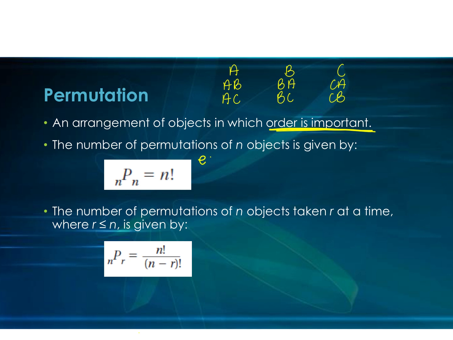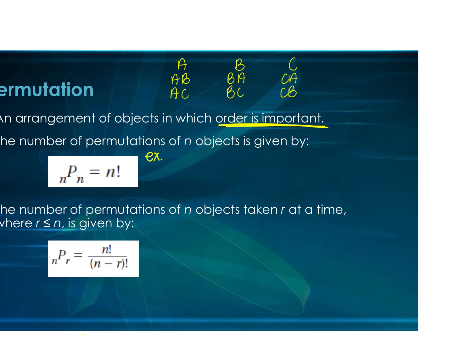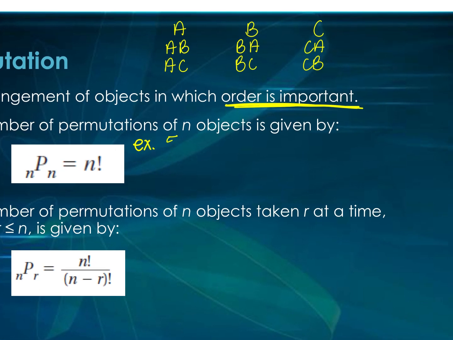Looking at this example, let's say I have 5 trophies, and I want to put 5 trophies on a shelf. How many different rearrangements can I make with my 5 trophies? That's what it's asking. So n is the number of objects. How many objects do I have? N stands for 5. I have 5 trophies in total. So that's what I'm using.